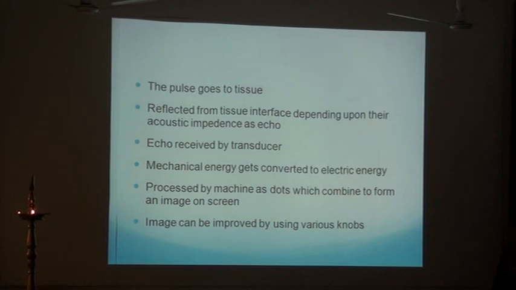It is reflected from the tissue interface as an echo, depending upon the acoustic impedance. The echo is received by the transducer again, and the mechanical energy gets converted back to electrical energy, which is processed by the machine as dots, which combine to form the image on the screen. The image can be improved by using the various knobs.